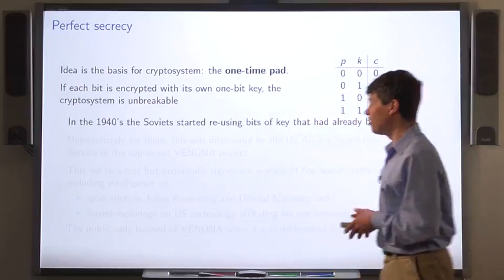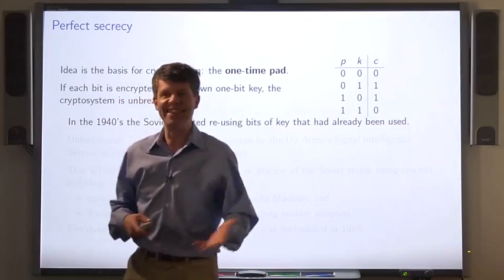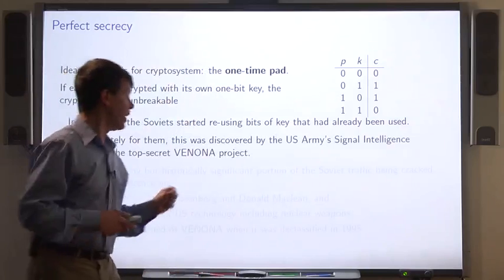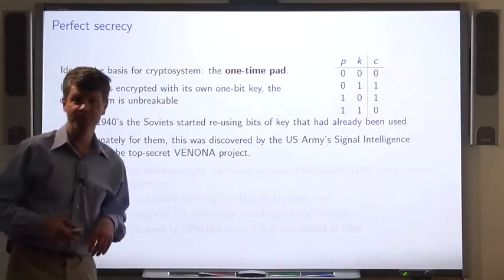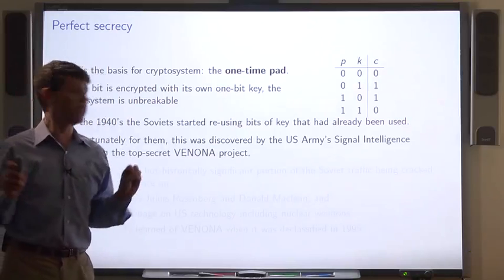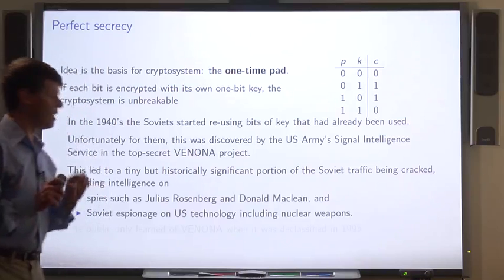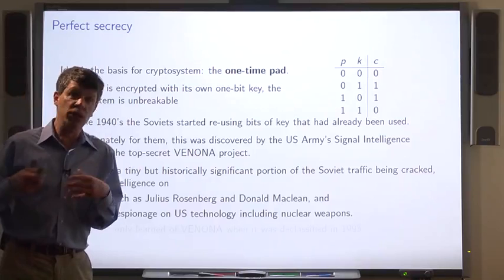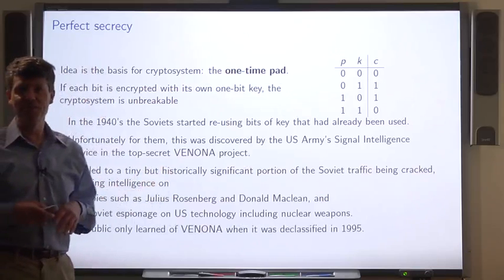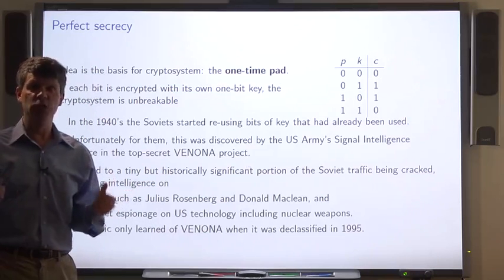Now, in the 1940s, the Soviets seemed to have run out of key, and they started reusing bits that they had used from previous messages. And this was discovered by the U.S. Army's Signal Intelligence Service. They started slowly finding places where they could decrypt little bits of the message. This led to some very important intelligence, including information about the Soviet espionage on nuclear weapons. And we only learned about this in 1995 when information on this project, the Venona project, was declassified.